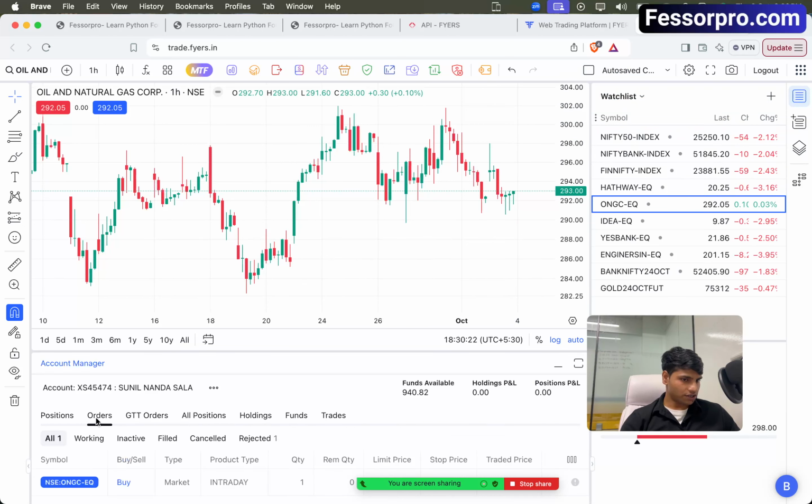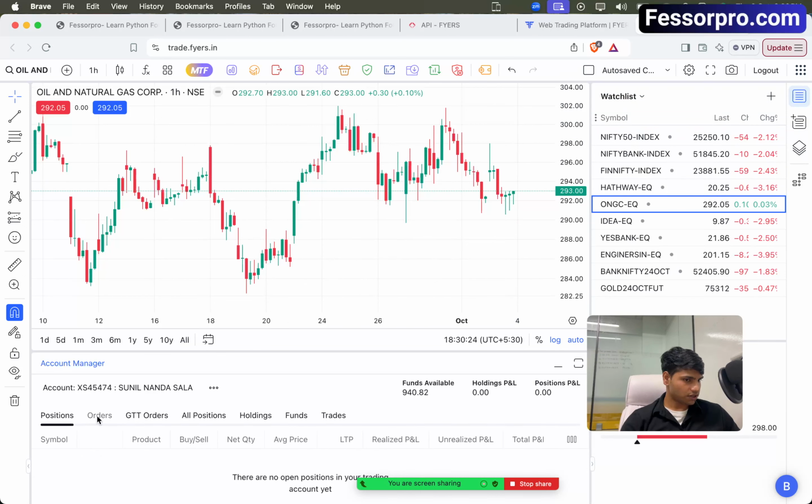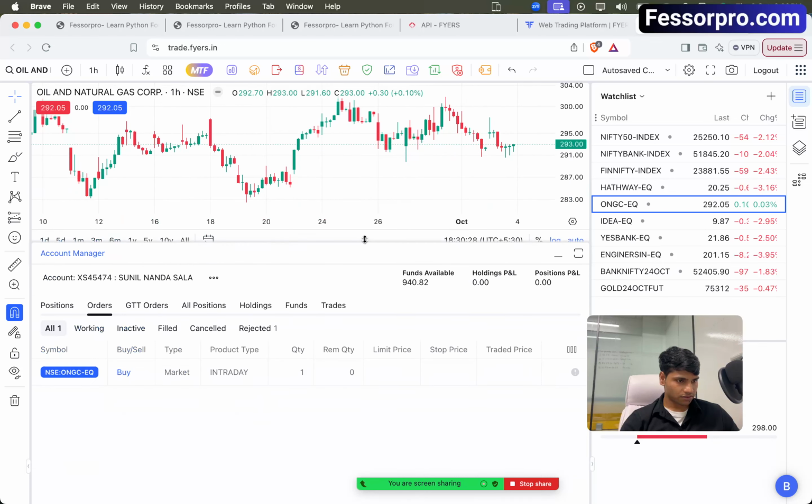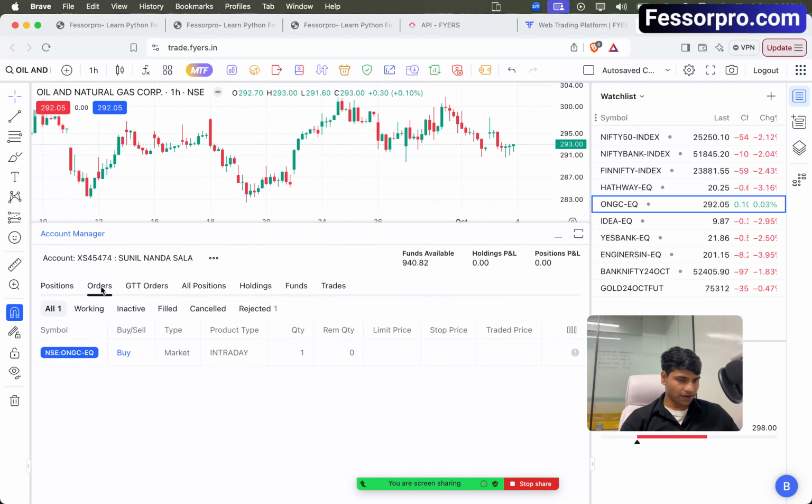If you click on order, you see there are different sections. There is a position section, there is an order section. I'll just maximize my order section. If I click on order, you can see all. If I click on working, there is no working order. Inactive also there is none. If I click on cancel, there is none. Rejected, there is one. This order got rejected.